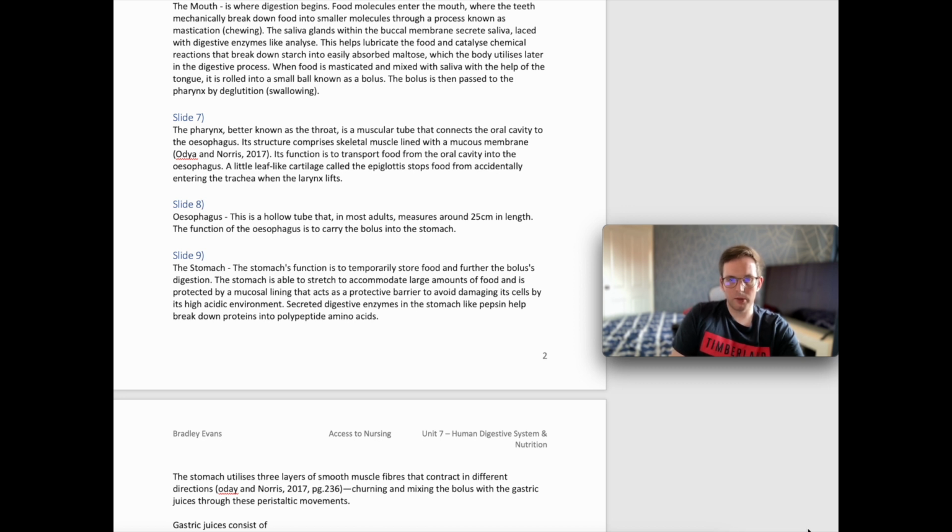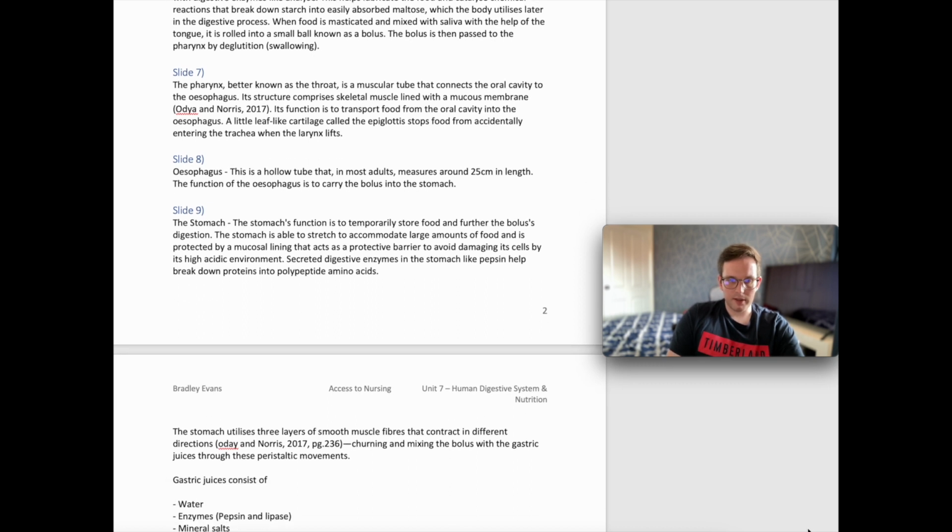The stomach is able to stretch and accommodate large amounts of food and is protected by a mucosal lining that acts as a protective barrier to avoid damaging its cells by its high acidic environment. Secreted digestive enzymes in the stomach, like pepsin, help break down proteins into polypeptide amino acids. So there I've discussed the 2 enzymes that help with digestion, amylase and pepsin.